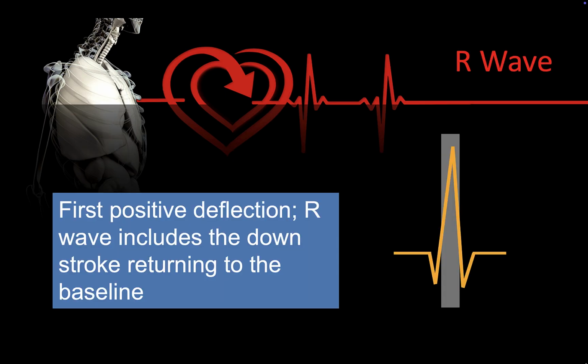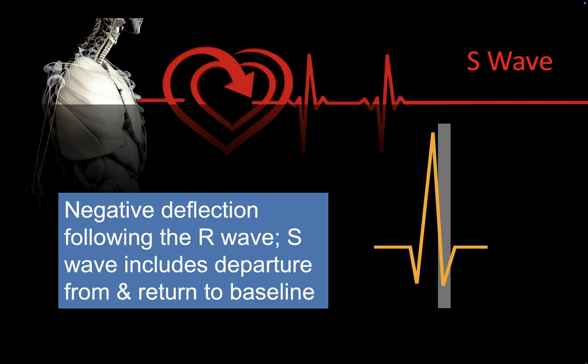Back to our terminology, the R wave is that first positive deflection. It includes the upward stroke as well as the downward stroke returning to the baseline. And our S wave is the negative deflection that follows the R wave. The S wave includes departure from and return to the baseline. As I've talked about in other videos, we call the entire complex a QRS, even if it doesn't have a Q wave, even if it doesn't have an S wave. Any combination of those directions, the entire complex is referred to as a QRS complex.